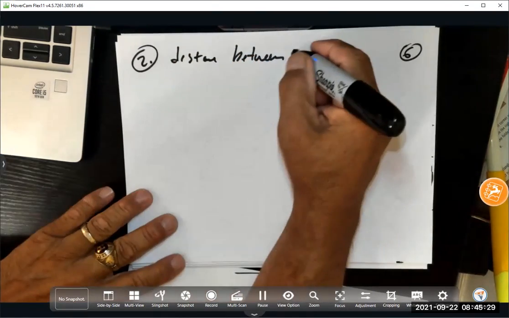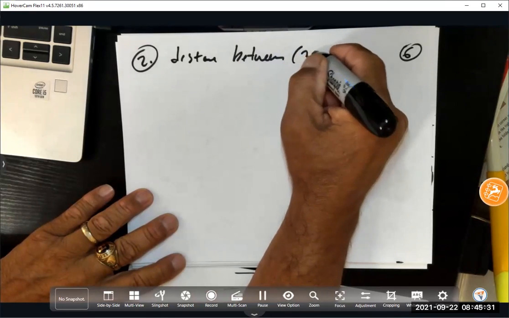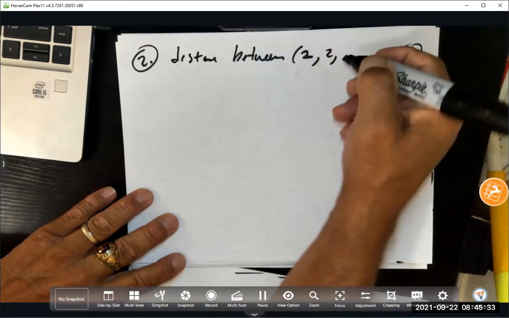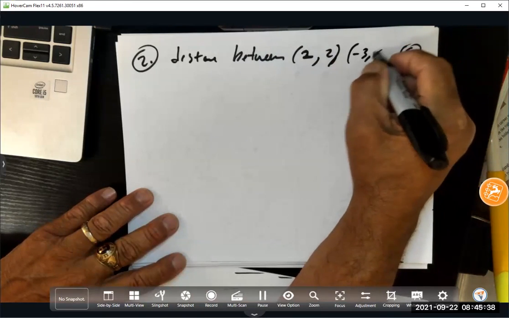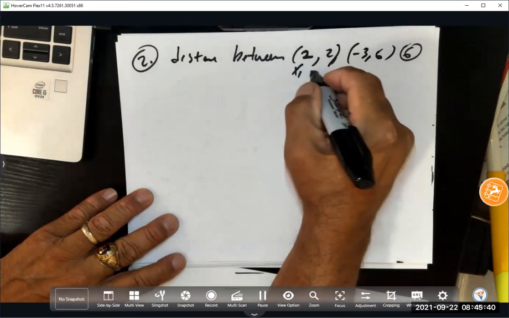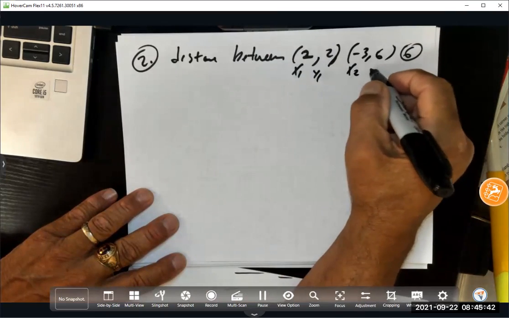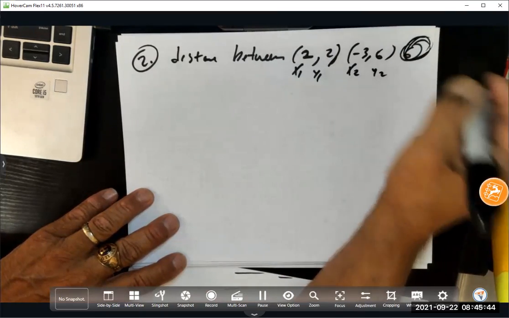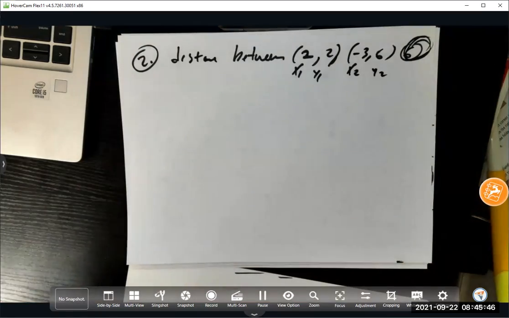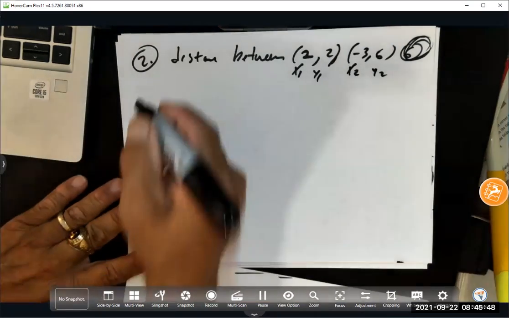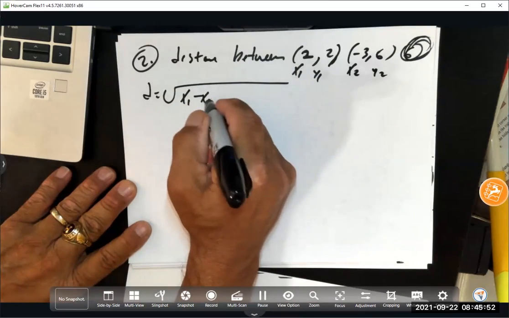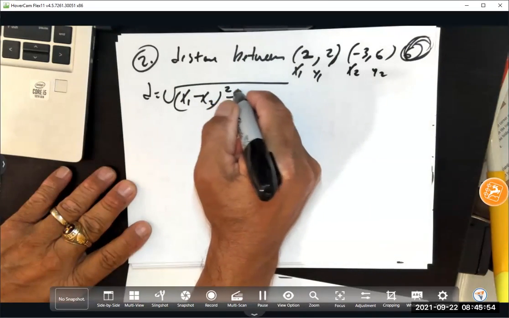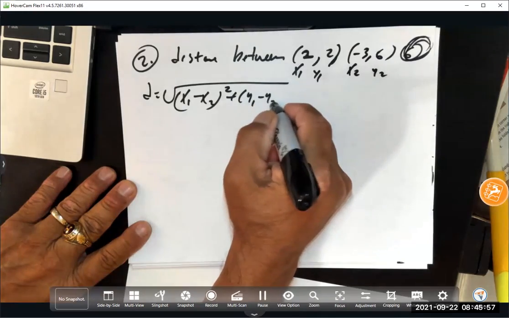Let's see. I'll make up some numbers. How about 2, 2, that's x1, y1, and negative 3 and 6. All right, so this is x1, y1, this is x2, and this is y2. Is everybody okay right there? So now, the formula, ready? Put it in there. Distance equals the square root of (x1 minus x2) squared plus (y1 minus y2) squared.